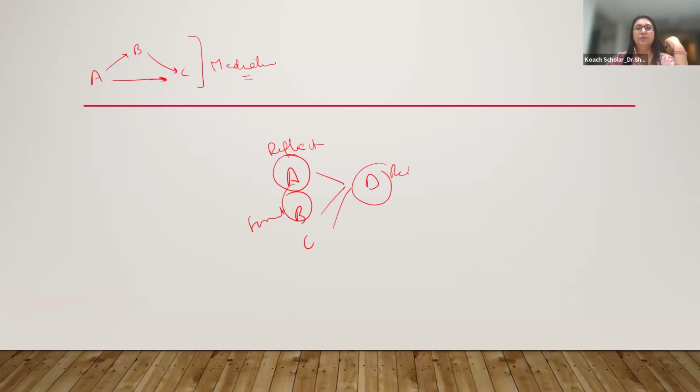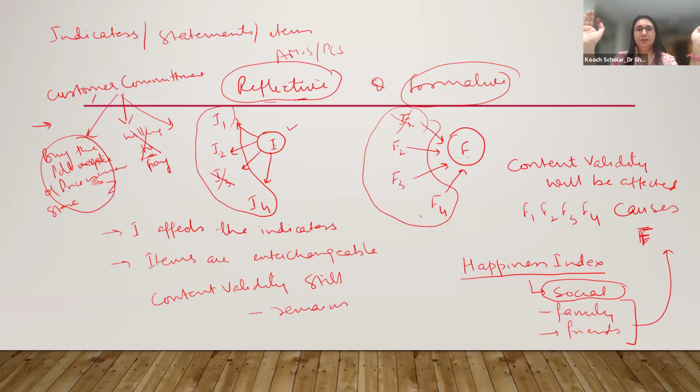और इसको रिफ्लेक्टिव फॉर्मेटिव बना देते हैं. सो दे हैव अ डिफरेंट मॉडल. They may have a reflective, they may have a formative model. So there are different types of models also which come up, right? I hope it is clear. It is just a basic understanding of what I'm telling you.